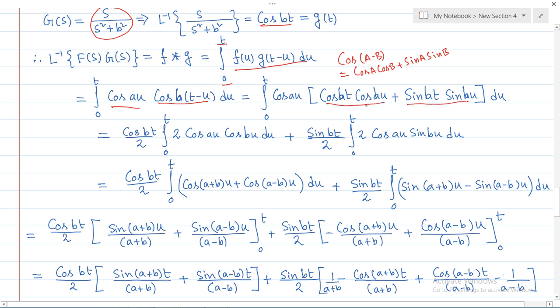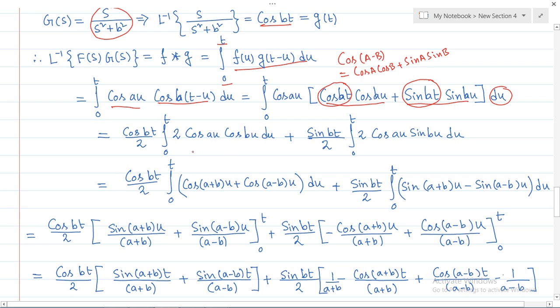Now from here you can understand integration is happening with respect to du, so the t related terms we can take out of the integration. So from the first integral we can take cos bt out, and from the second integral we can take sin bt out. So we are having two sets of integration. First one is cos bt integral of cos au cos bu, plus sin bt integral of cos au sin bu.